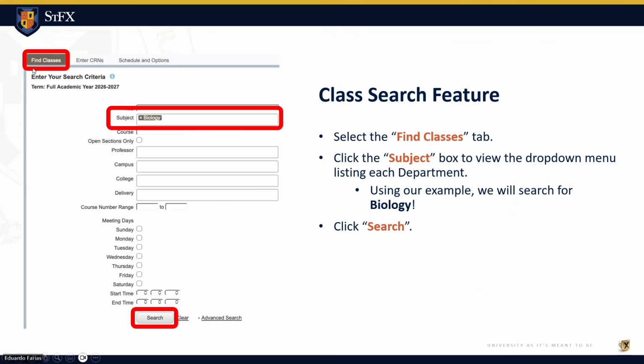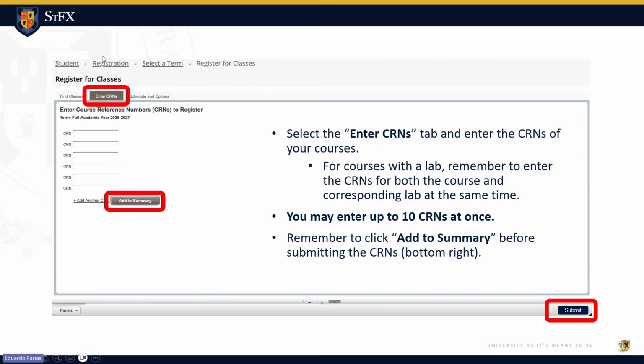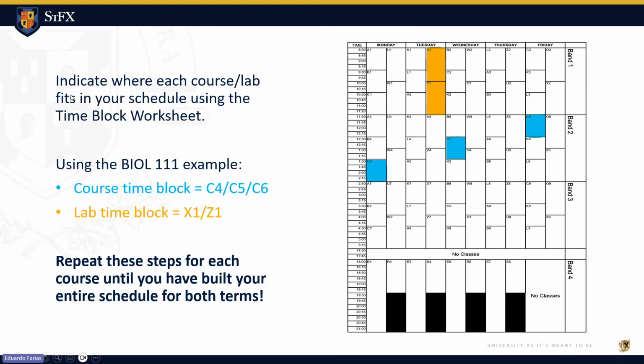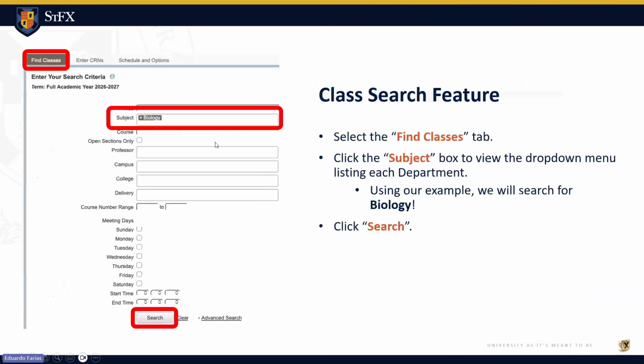Okay, so not where you enter CRNs, sorry, I can't see it on there, Andrew. It would be under subject, maybe. So yes, enter your search criteria by subject, exactly. Here at the top, you have three tabs: Find Classes, Enter CRN, and Schedule and Options. You click Find Classes, and then it would be here. Perfect. Play around on that, because I was amazed. I was like, wait a second, this is a game changer.